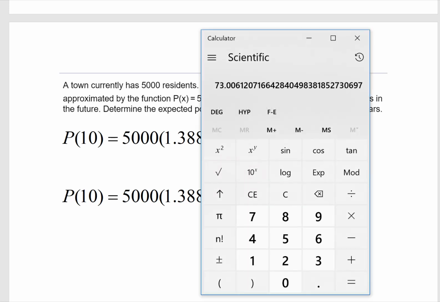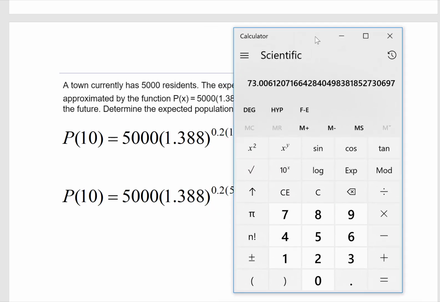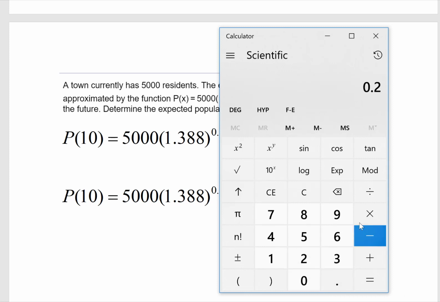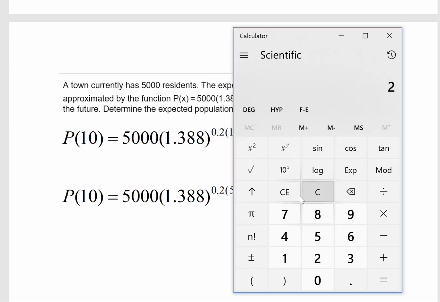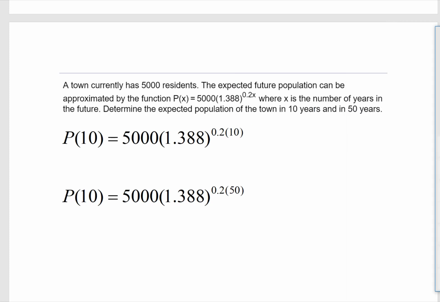And we're going to go ahead and simplify the exponent first. So I notice I've got 0.2 times 10. So 0.2 times 10 is going to give me 2. So I'm actually going to be squaring that 1.388. So I'm going to take 1.388 and square it, and then multiply by the starting population, which was 5,000. And so I get, let's see, we're going to round off since it's people, so it's going to be 9,633.